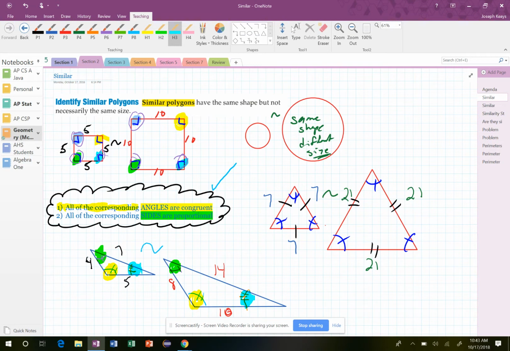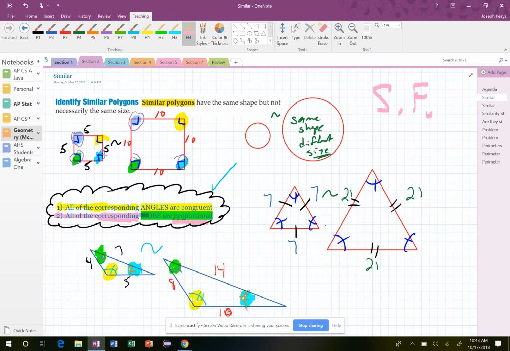So the second very important characteristic is that all the corresponding sides, all the matching sides, have to be, not congruent, but proportional. Well, what does proportional mean? That means they all have the same exact scale factor. Notice the scale factor between these two is 2, because 10 divided by 5 is 2. So I'm doubling the 5 to get to the 10, and I'm doing that for not just that side, but for every single side.